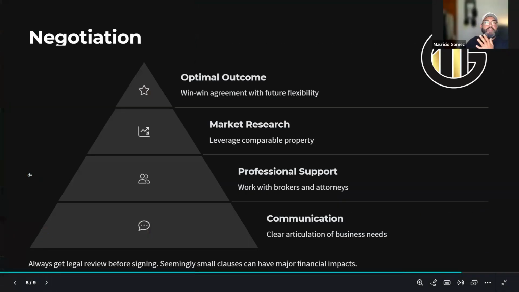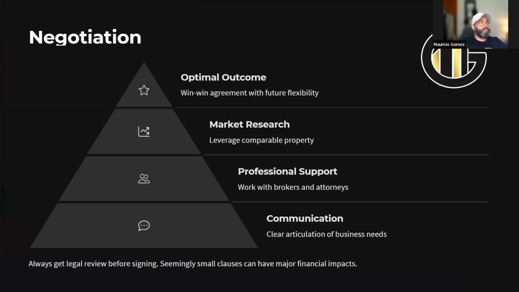So in order to have leverage in negotiations, what is the optimal outcome? Like I said, the lease has to be friendly for the tenant and friendly for the landlord. It needs to be good for both parties to have good synergy and a good relationship moving forward. If things come up, there are things in the lease that will remedy both sides. So the optimal outcome is a win-win agreement with future flexibility, so both parties feel comfortable going into this new agreement, whether it's 3, 5, or 10 years.